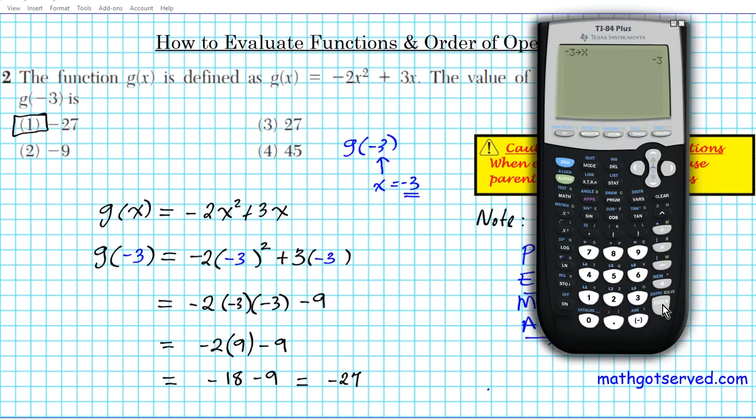Press enter. And then we're going to enter this expression in the calculator, negative 2x raised to the second power plus 3x, and press enter. And then we see what the answer is. Okay, so you can also evaluate expressions using the home screen in your TI-84. So just remember to store the constant in the variable first, enter the expression, press enter, and then it will calculate the answer for you. So we can clearly see that the answer to this question is option number 1.